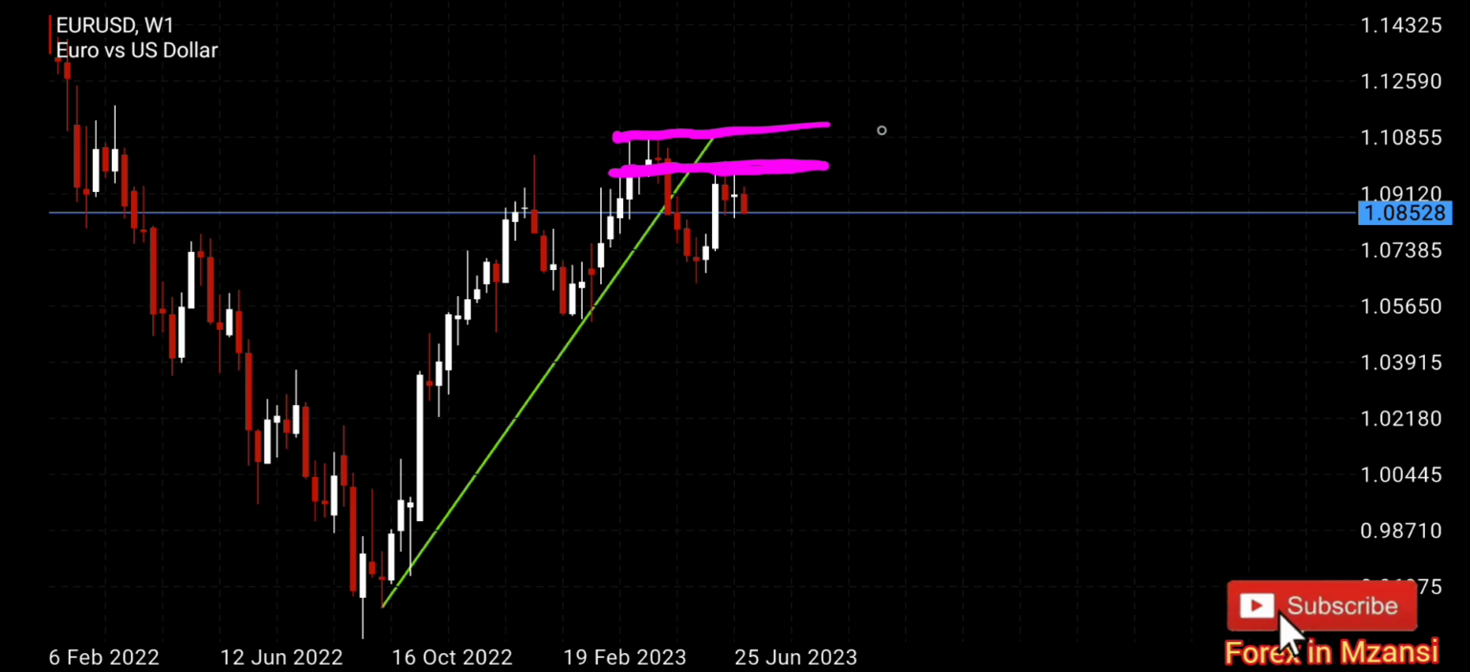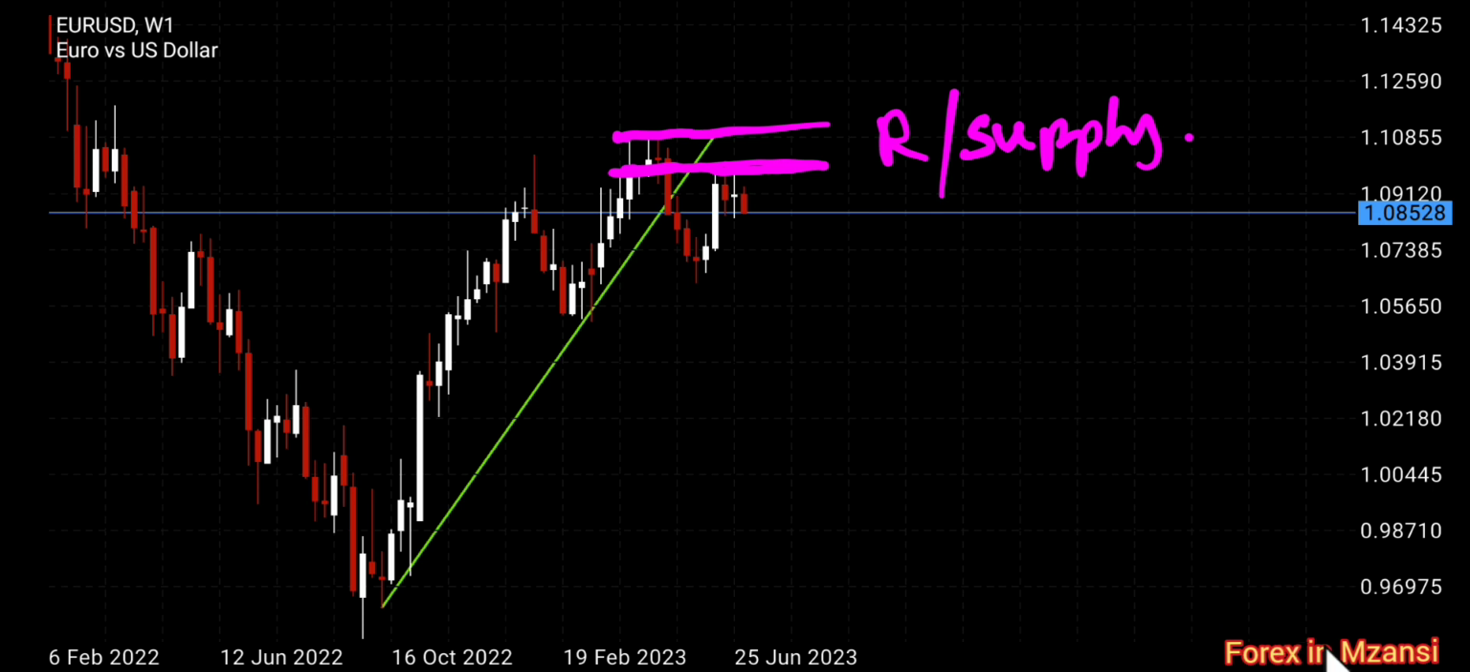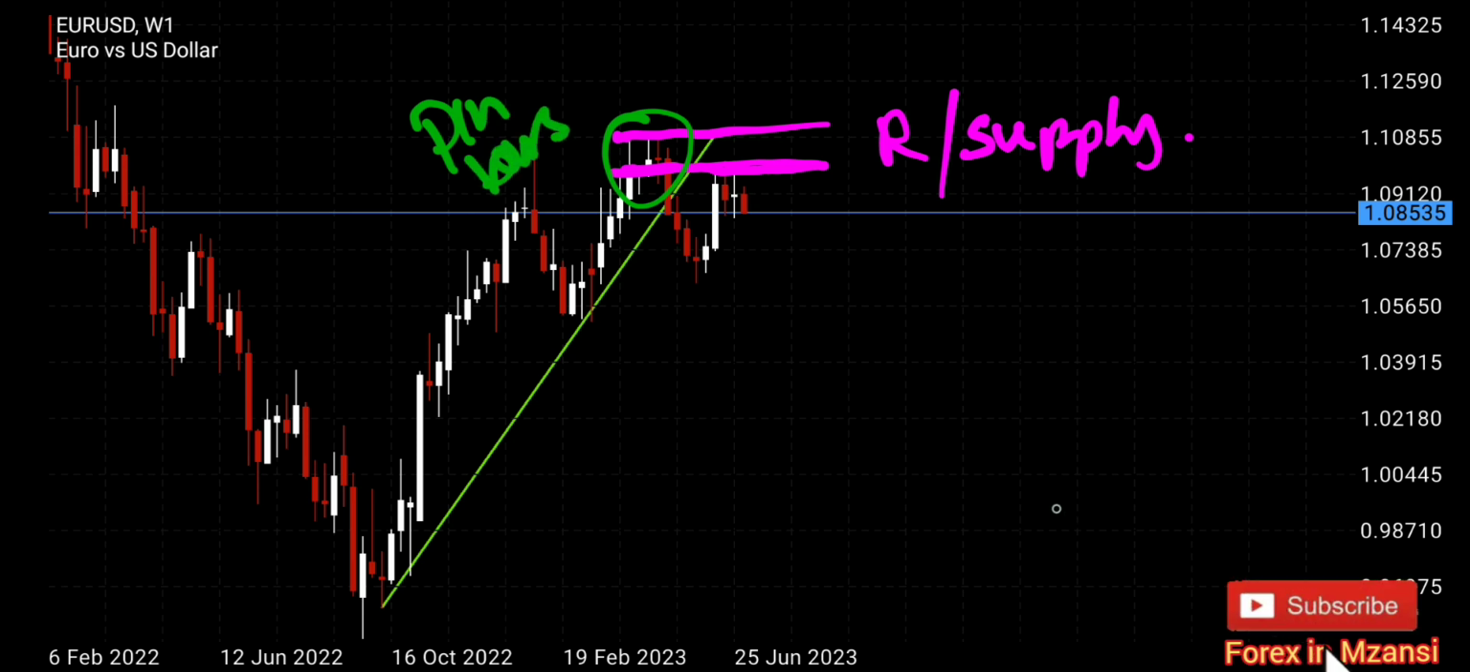So this is the area of resistance or the area of supply that actually reversed everything. So the bulls were in control, pushing all the way to the upside. And once the price formed that area of resistance that I just marked, the resistance or the supply, then the price from there was like, no, we are not going higher than that. We can see that it started by giving us what? Pin bars, right? They gave us pin bars, and then from there, the price moved to the downside.